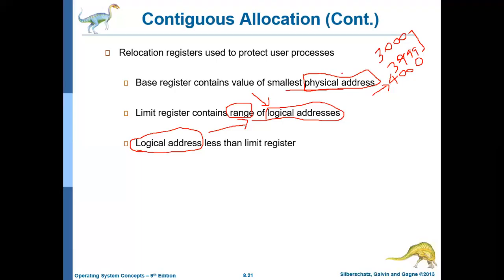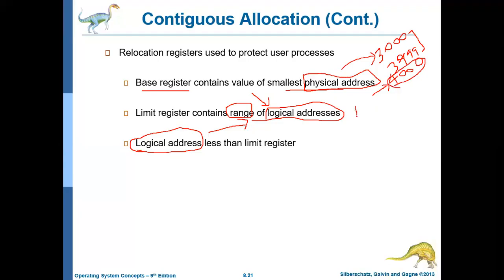Now what will be stored in the base register? Base register will contain the smallest physical address. What's the smallest physical address? That is 3000. Whereas the limit register will contain the range. Range is nothing but length. So what is the maximum number of locations it can access? 3000 to 3999. Okay, so that is 3000 to 4000, excluding 4000.